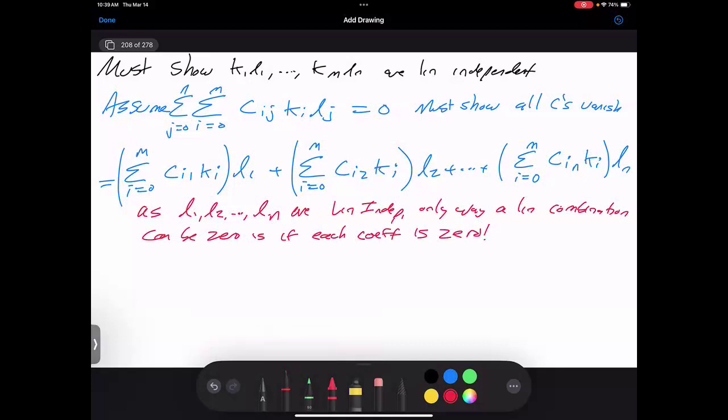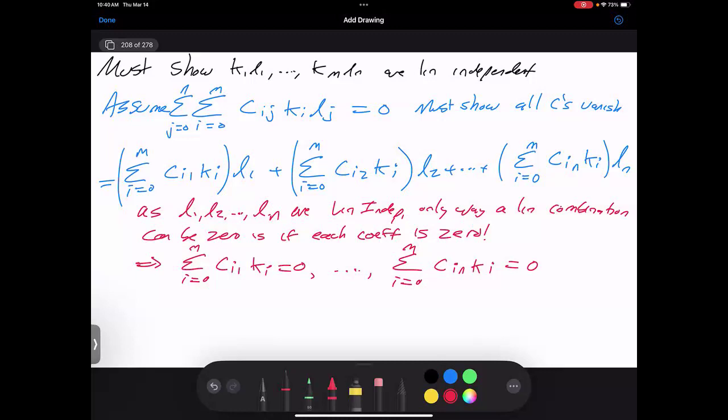Right? So now we know, I'll leave it as a sum, the sum i goes from 0 to M of C_i1 K_i equals 0, dot dot dot, the sum i goes from 0 to M of C_in K_i equals 0.